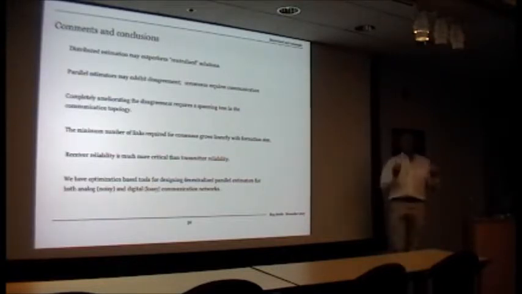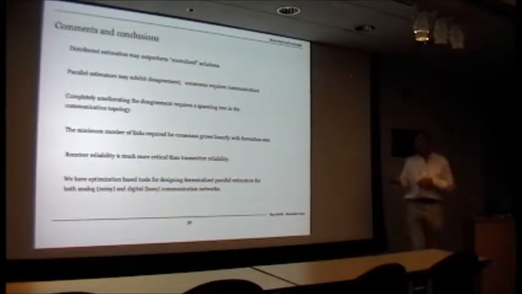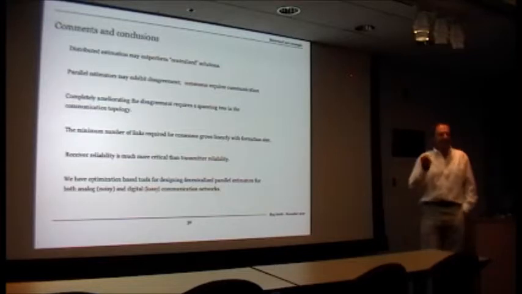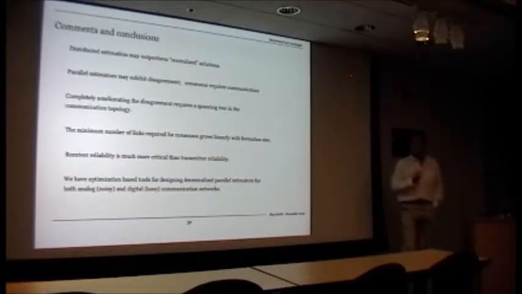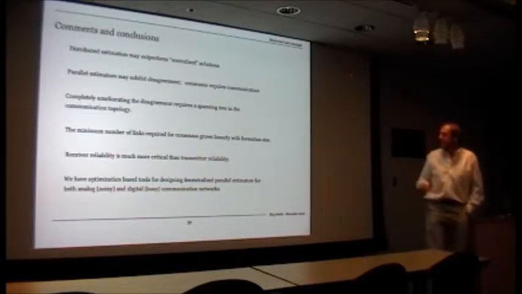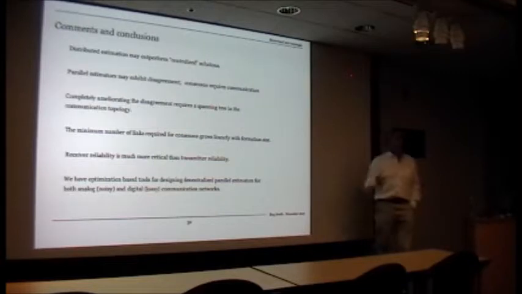That's even true if everybody gets to measure everything that's going on. It's still the case. The minimum number of links, and this is interesting, only grows linearly to gain control of this. And you have to listen. Listeners are much more important in the cooperative network than transmitters. And the last one was we basically do have tools for doing these design methods for them.